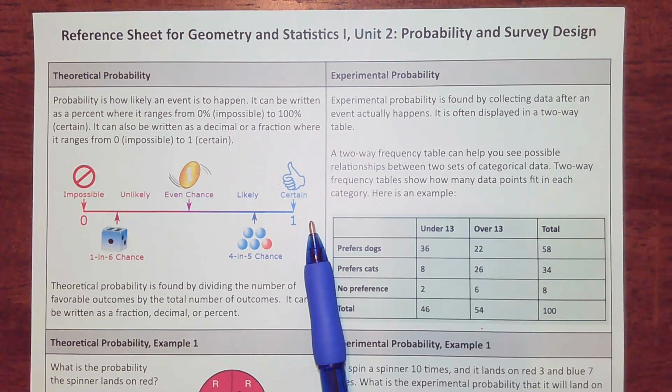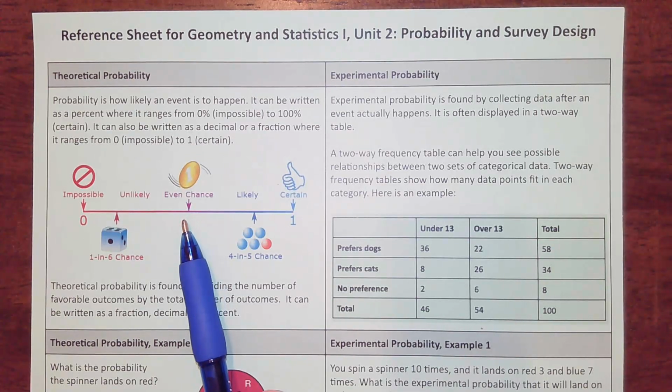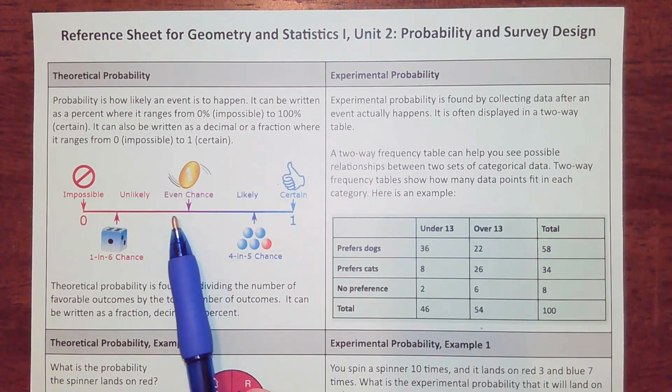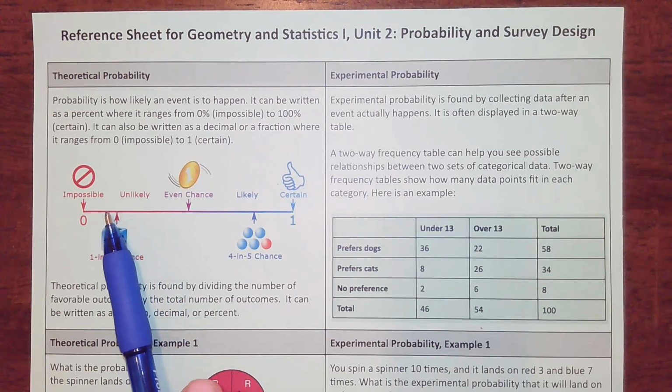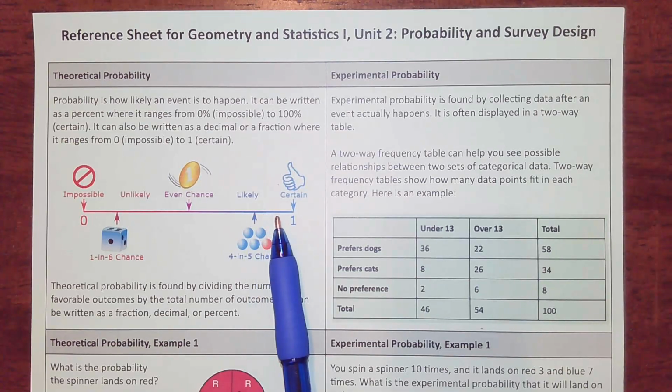You may have heard people say there's a 50-50 chance. Well, 50% is right in the middle. That's an even chance that something could happen. As you get lower, maybe a 25 or 10% chance, things are less likely, and at 80 to 90% chance, things are more likely.